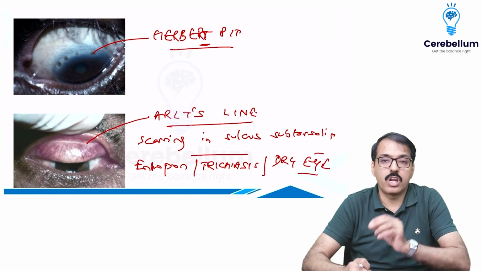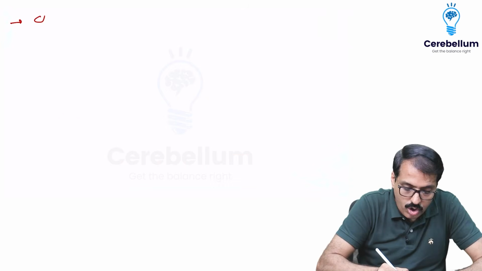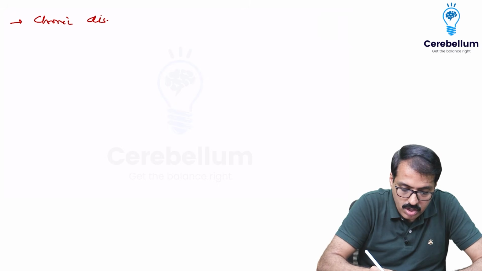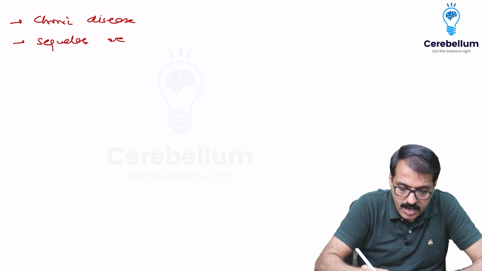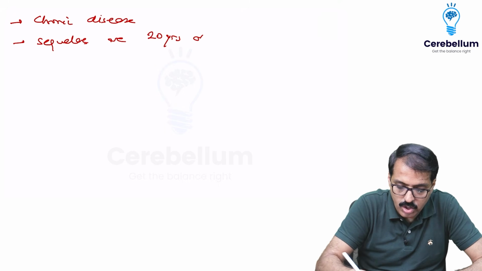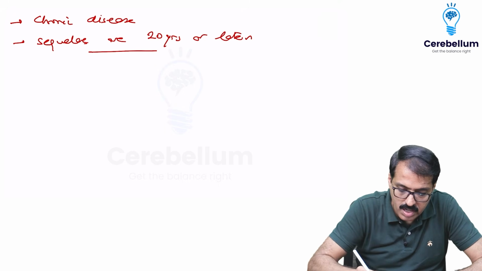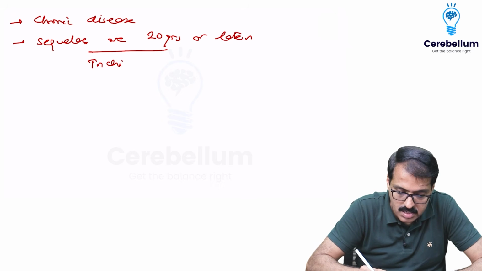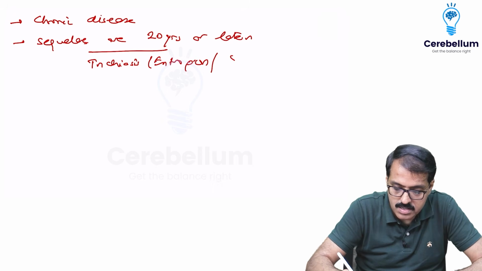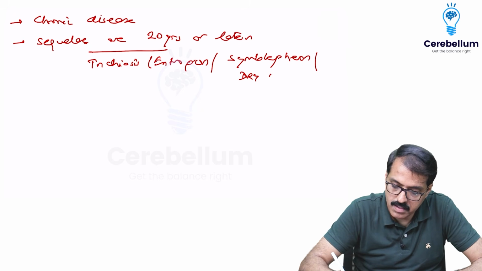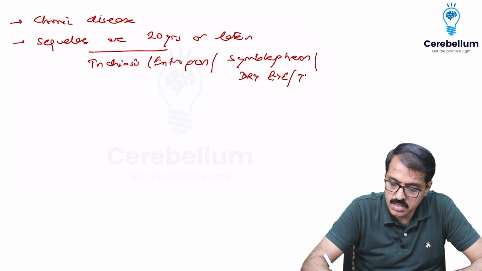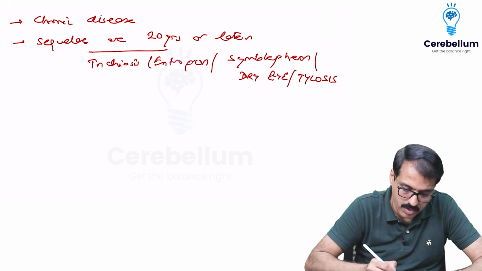Now, trachoma is a chronic disease. The sequelae are seen 20 years or later. What are the sequelae? As I was telling you, trichiasis, entropion, symblepharon, dry eye, and trichiasis, these are all sequelae.